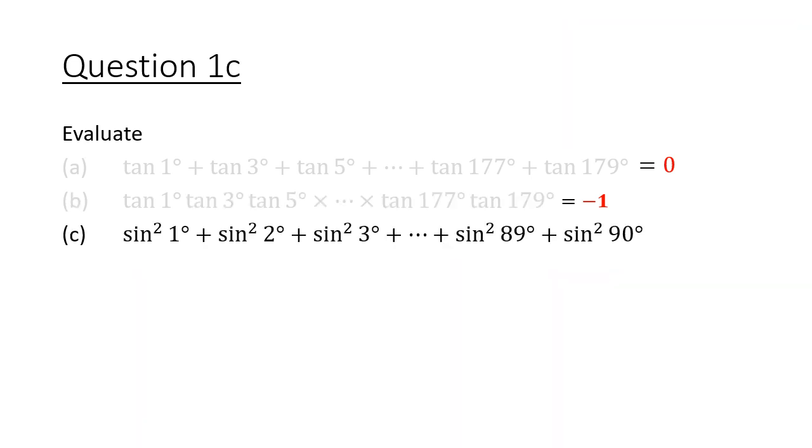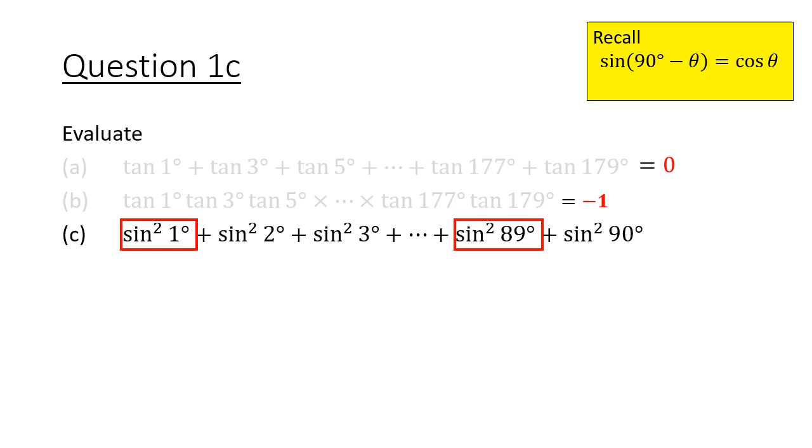In part C, the pairing will also be by the complementary angles. So we'll pair sine square 1 with sine square 89. Using the complementary angle formula that states that sine of the complementary angle gives us cosine of that angle, we can convert sine square 1 plus sine square 89. The sine square 89 becomes cos square 1. Then using the Pythagorean identity, we can sum up sine square 1 and cos square 1 to give us 1.